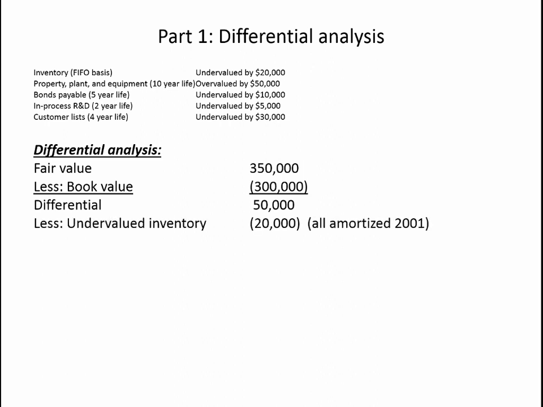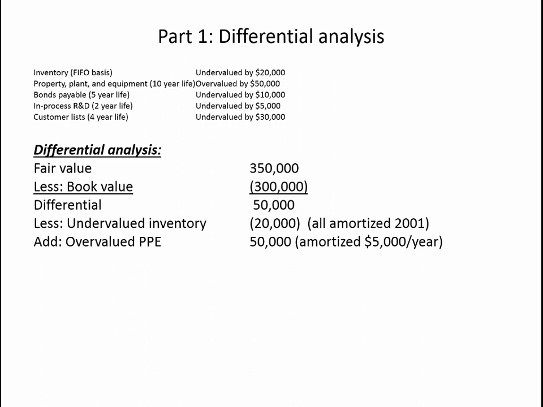First, our inventory is undervalued. If the inventory is undervalued, that means it's worth more than book value, which means we're willing to pay more than book value. So that explains away part of that $50,000 premium that we paid. That's why we subtract it. Next, the property, plant, and equipment is overvalued. And again, if we subtract an undervalued asset, we add an overvalued asset.